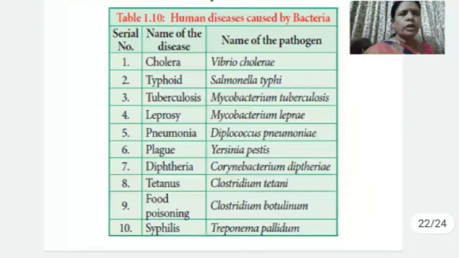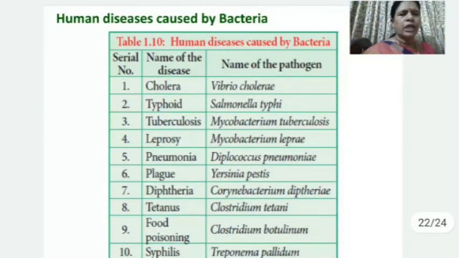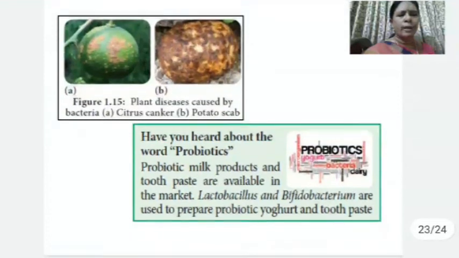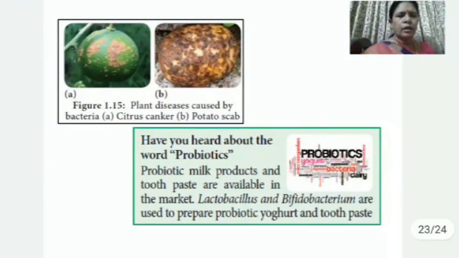So you must learn everything, the causative pathogen as well as the name of the disease. Any 3 can be asked as a 3-mark question, or any 2 as a 2-mark question, or anyone can come as a 1-mark question. Finally, we will see about the probiotics. What is probiotic? Probiotic milk products and toothpaste are available in the market. Lactobacillus and Bifidobacterium are used to prepare probiotic yogurt and toothpaste.